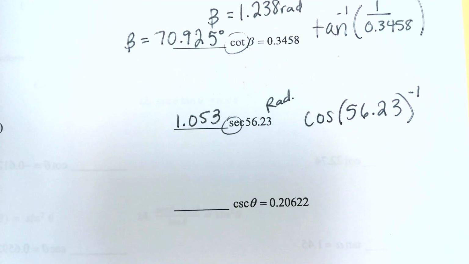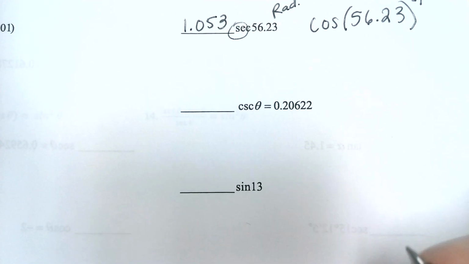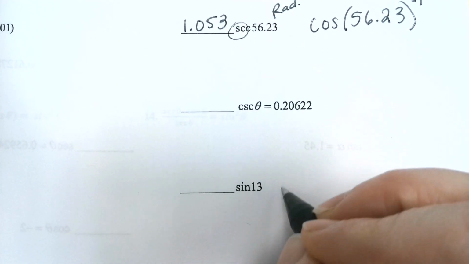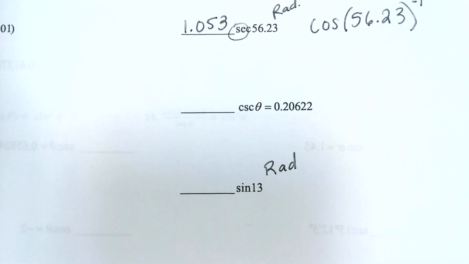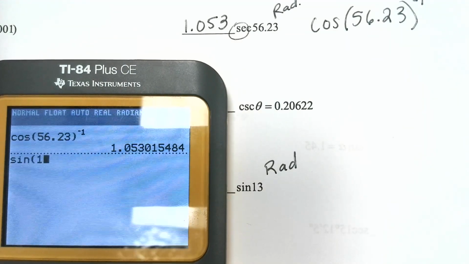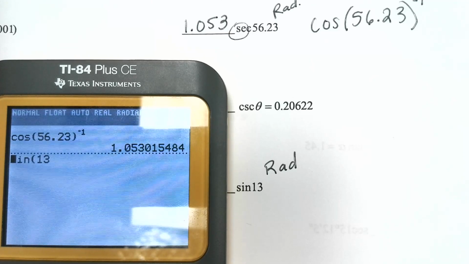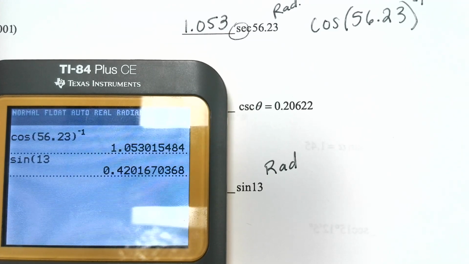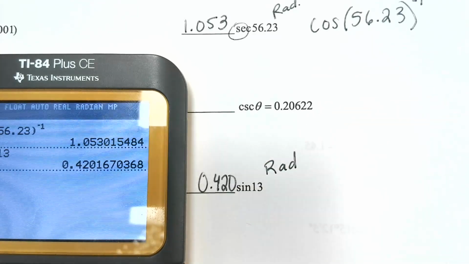Okay, a little further down, we just have sine of 13. Nothing special here. You're just going to put in sine of 13. This does not say degrees, so it's going to be in radians. So sine of 13, make sure my mode is in radians, and it is. So it is 0.420. So sine of 13 is 0.420.